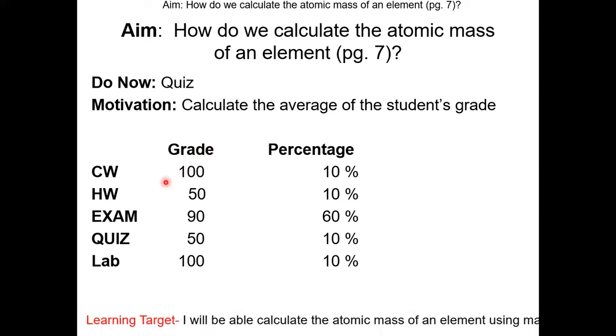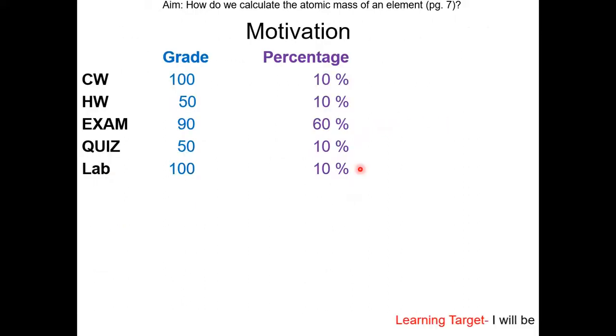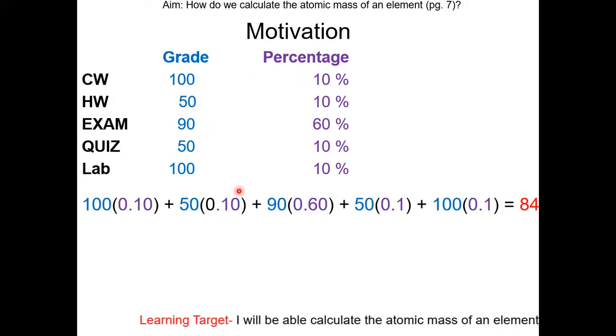Here is someone's grade on Jupiter. Here's the breakdown. Calculate the average of the student grade. To calculate the average of the student grade, you have to multiply the grade by the percentage, then add up the 5 components to get the average. I color-coded the grade and the percentage. The grade is blue and the percentage is purple. The average of the student grade on Jupiter is 84.